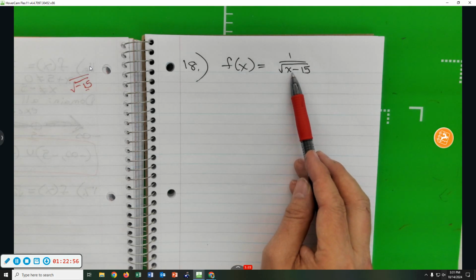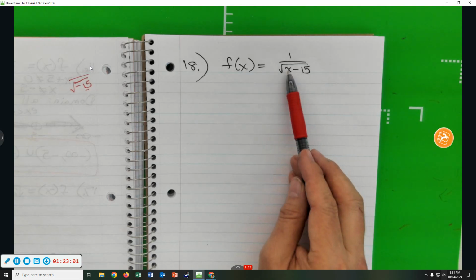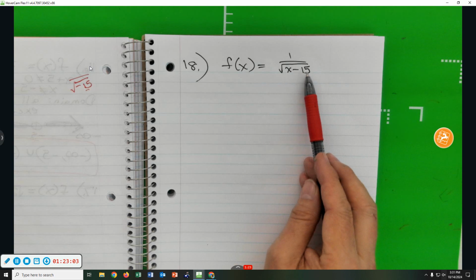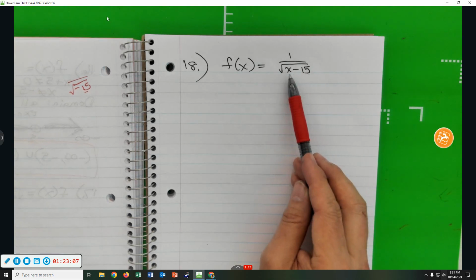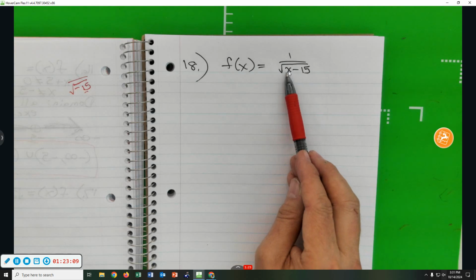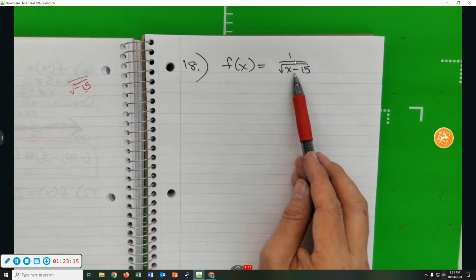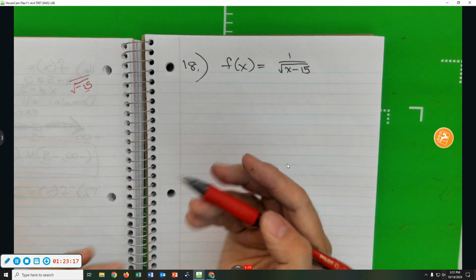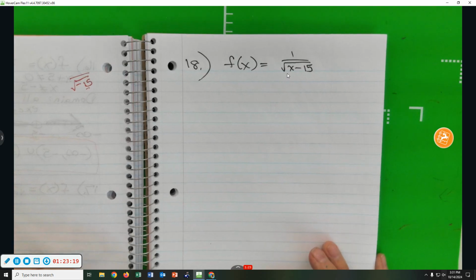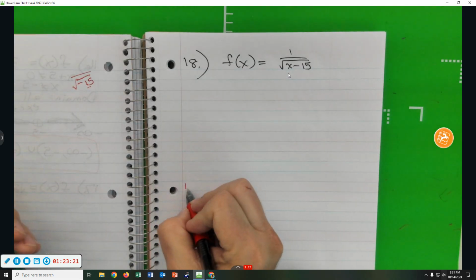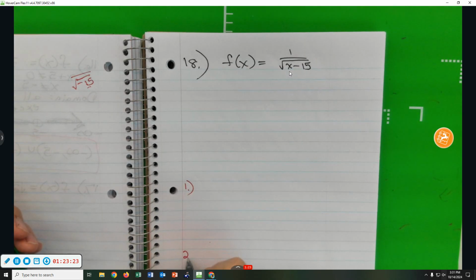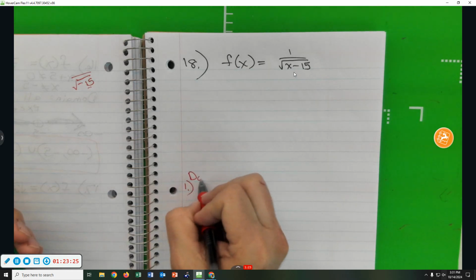But it's a denominator, so we know the denominator can't be 0. This thing under the radical has to be greater than 0. It can't equal 0. If you plugged in 15 here, 15 minus 15, what have you just gotten for the denominator? 0. So I'm looking at two cases, the first case and the second case. This is for domains of square roots.